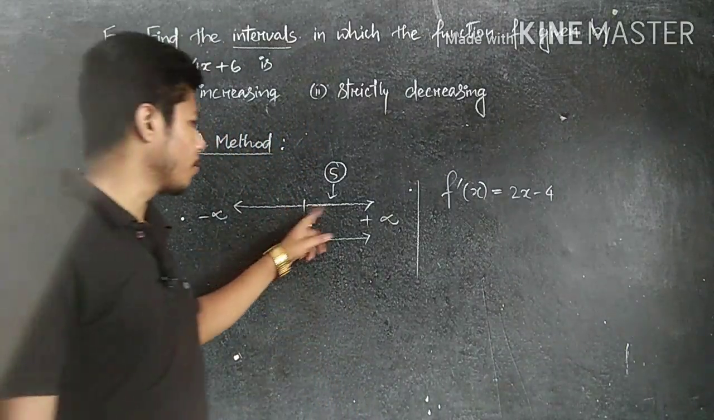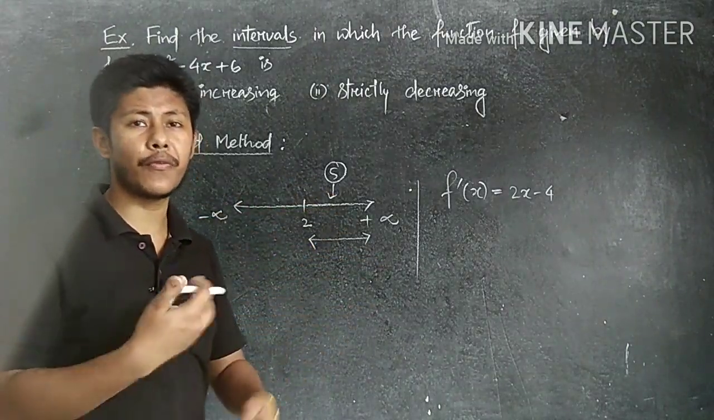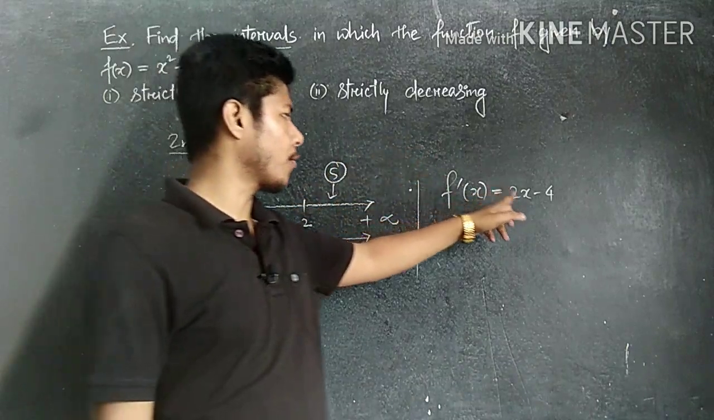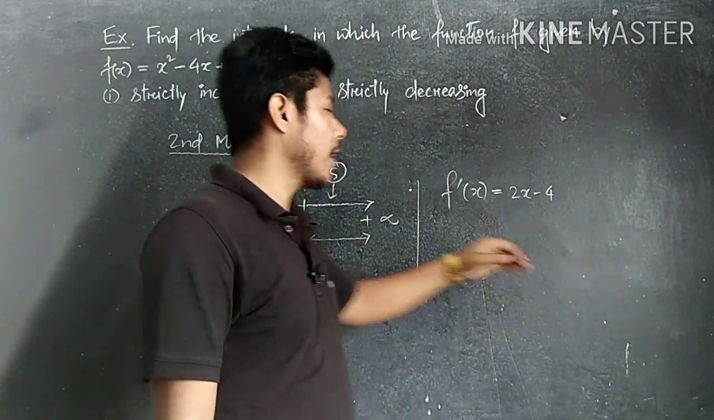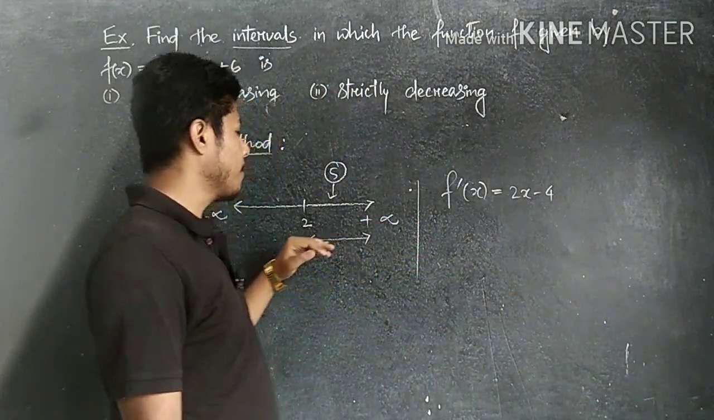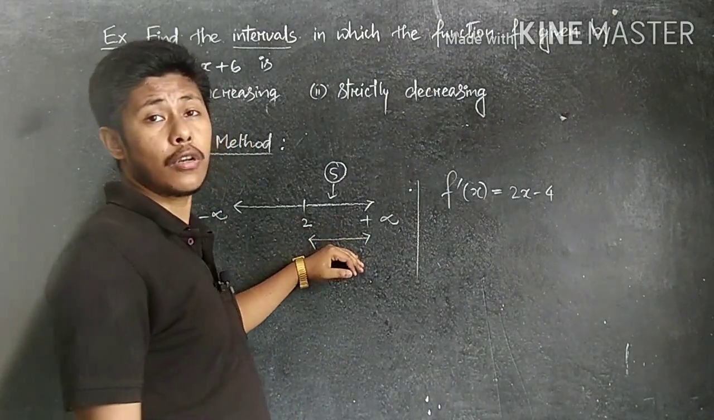You have to choose any point from 2 to infinity. Any point you can choose. It may be 3, it may be 4, it may be 5. If you put the point, we will calculate. If we get a value greater than 0, then we can say yes, it is increasing or strictly increasing. If increasing, then 2 is included. If strictly, then 2 is not included here.